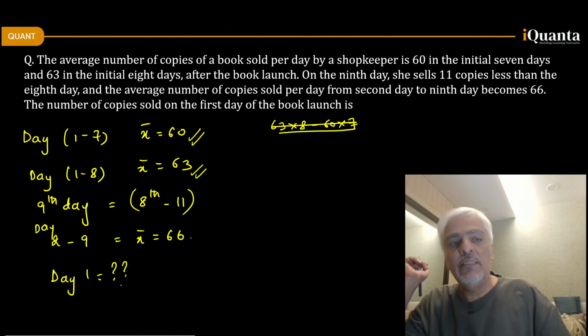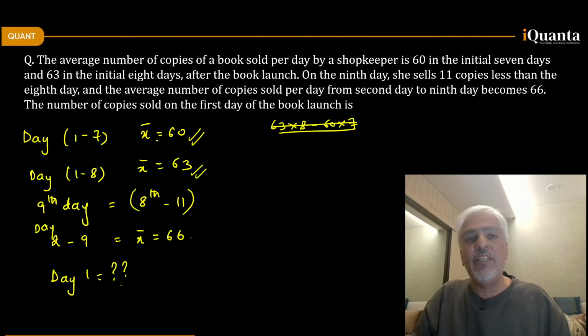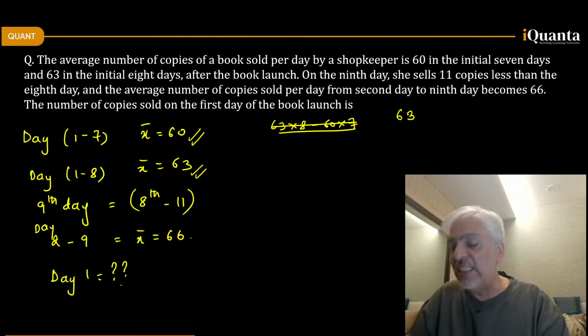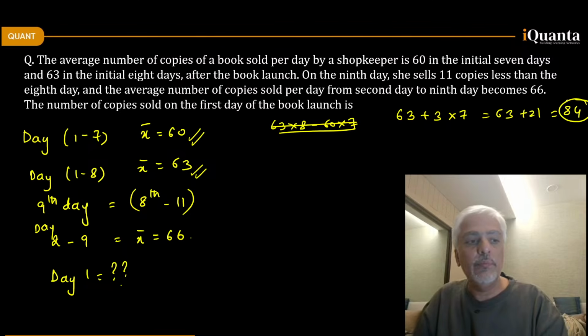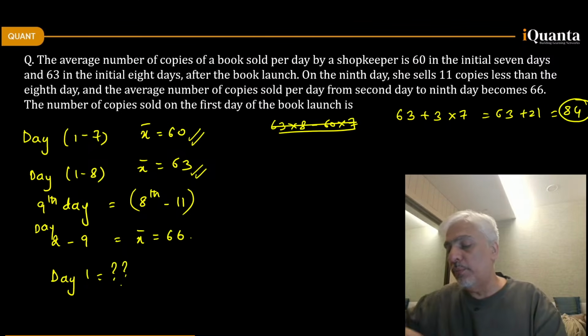Day 8, suppose day 1 to 7 everybody was 60. I always explain this like chocolates. Suppose 1 to 7 were boys, they all had 60 chocolates. Because the 8th person came, the average became 63. That means the 8th person got 63 for himself, plus 3 for each of the other 7. So 63 plus 21, 84. This is how I want you to do it.